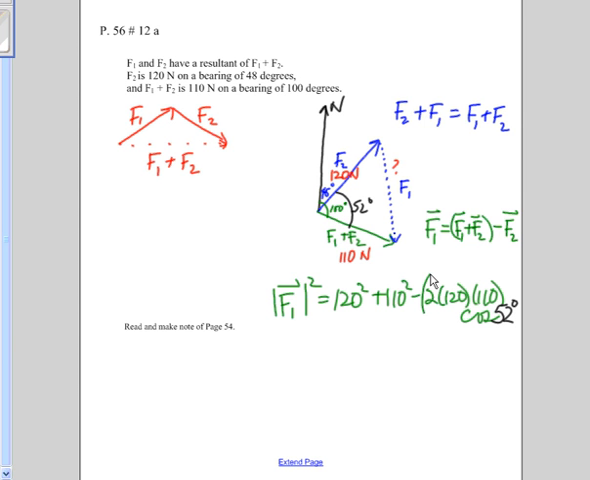Making brackets my friend, here and here, I have the magnitude of force 1 squared is approximately 10,246.5, which gives me the magnitude of force 1 as approximately 101.2. Does that make reasonable sense looking at our diagram? Yes, it does.